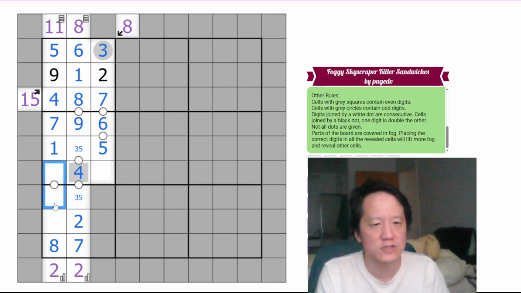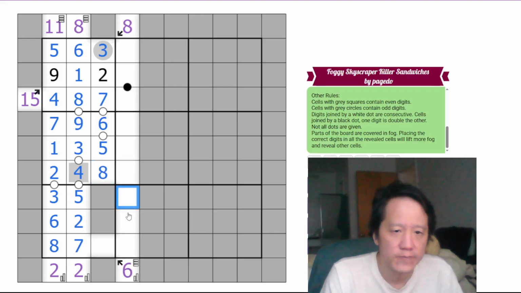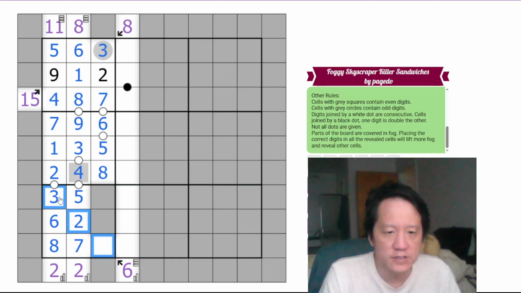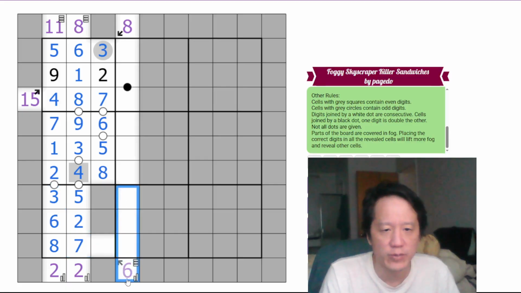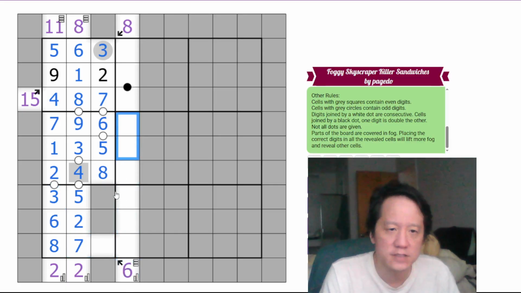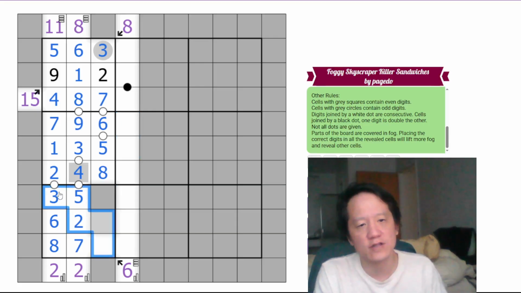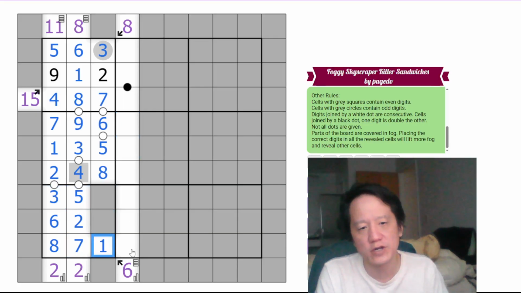That leaves these two as consecutive. 2 cannot be here, therefore this is 2, this is 3, which makes that 5, which makes that 3. Therefore that makes this a 6, this has to be 8. These 3 digits is a little... This clue is a little killer, and a skyscraper, and a sandwich clue. So for the little killer, that means this has to be 1.